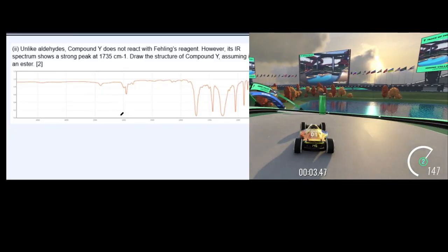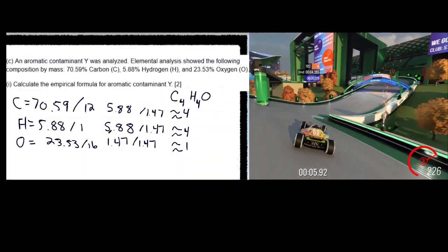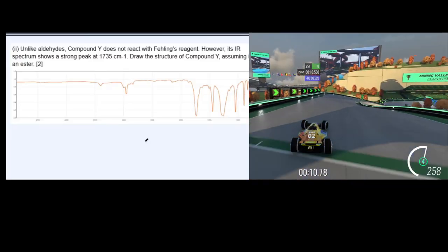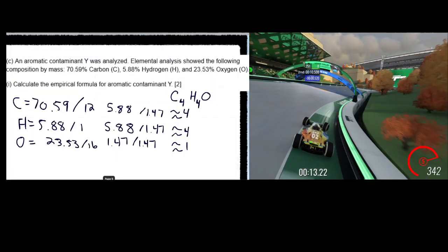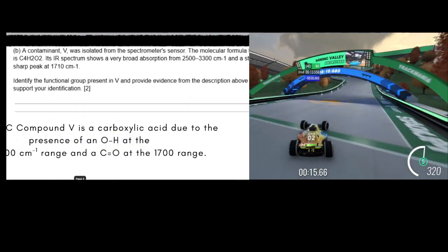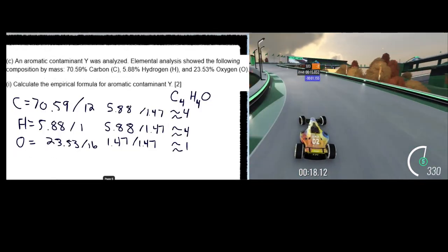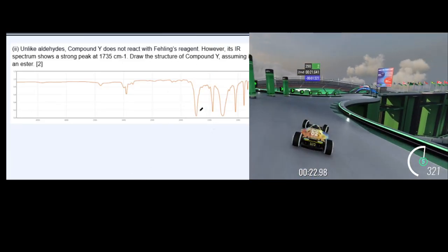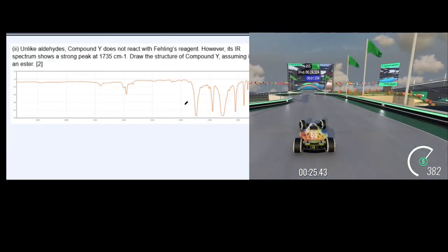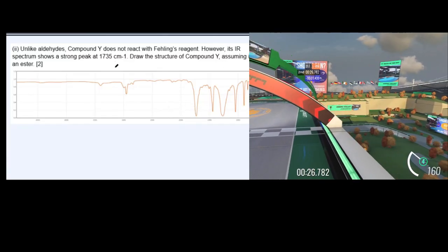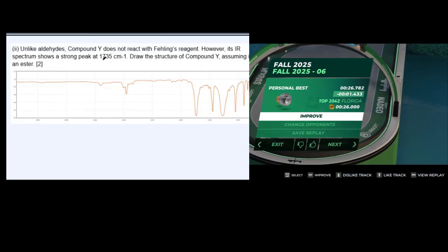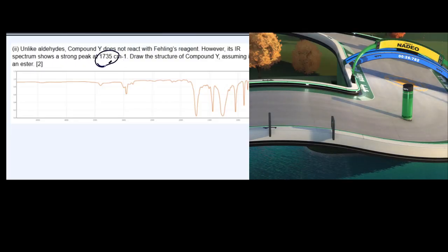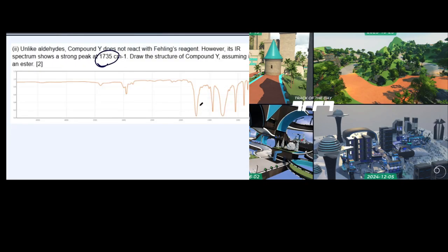Next, it's saying that compound Y does not react with Fehling's agents. So that tells us something already. It tells us that it's not going to be an aldehyde or a carbonyl group. However, its IR spectrum shows a strong peak at 1735. So we're going to take a look at this strong peak at 1735, and we're going to see a couple of things.